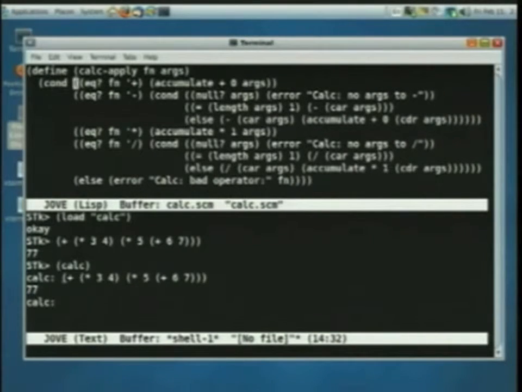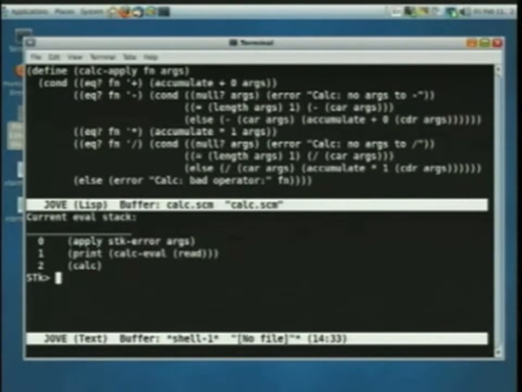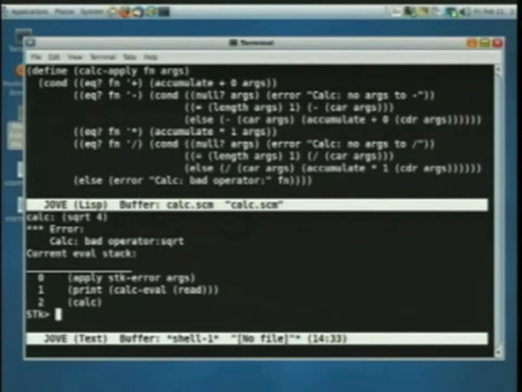So this calc-apply is actually a little more complicated than the real one, because it has a cond with 5 cases. Is this plus? Is this minus? Is this times? Is this divide? Else error. Okay? So that means if I say something like square root of 4, I get bad operator, square root. Okay?